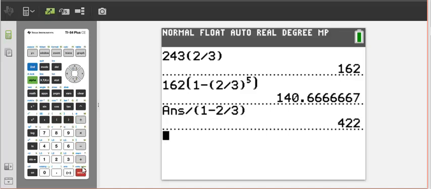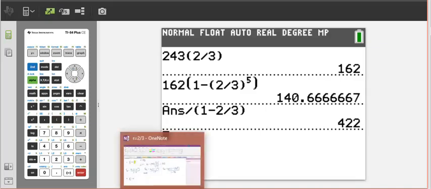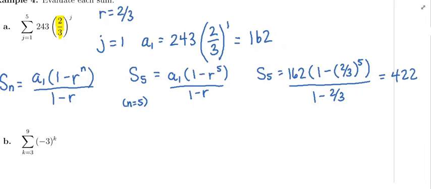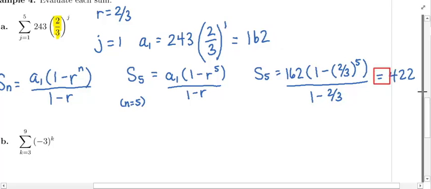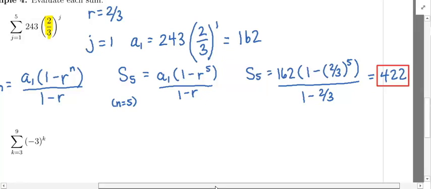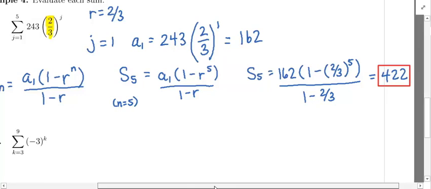So here we go. The fifth partial sum here is 422. If we computed each term individually and then added them all up, we should get 422. But again, it's good to know how to apply the formula in case you're adding a whole bunch of terms. Remember what this means: if you add up A1, A2, A3, A4, and A5, you'll get a sum of 422. This series converges to 422.